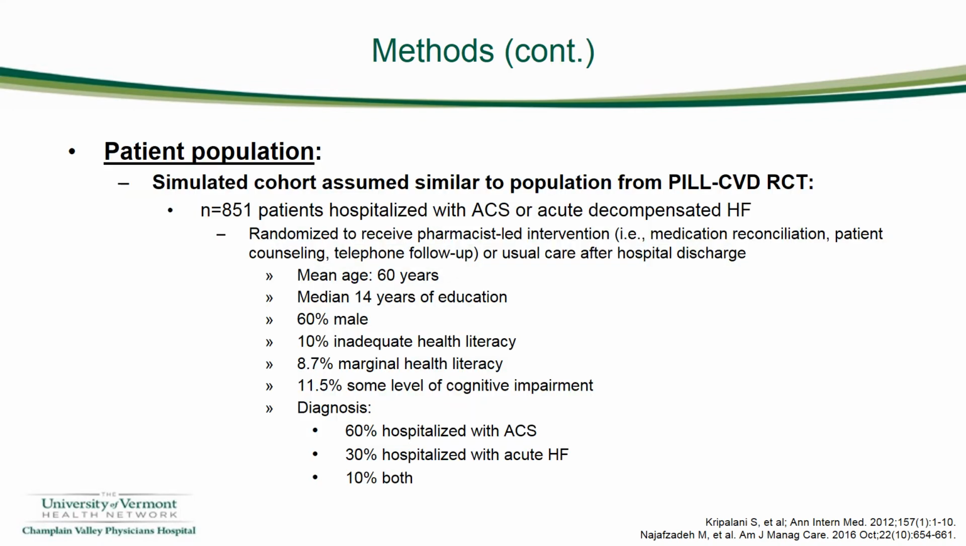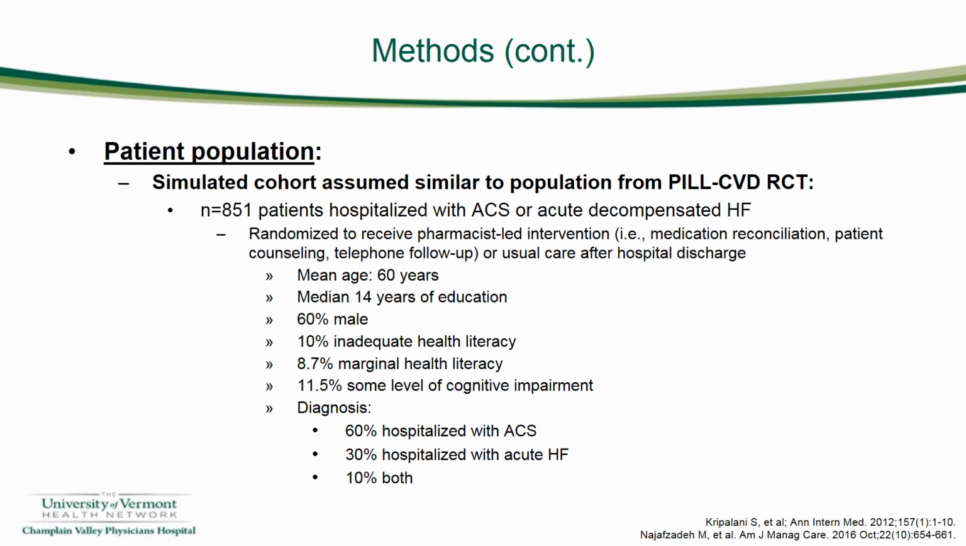Again, the patient population was this simulated cohort that was assumed to be similar to the population from the pill CBD randomized controlled trial, which was a trial consisting of close to 900 patients who were hospitalized with ACS or acute decompensated heart failure. In this study, patients were randomized to receive either a pharmacist-led intervention, which consisted of med-rec, patient counseling, as well as telephone follow-up at discharge, or usual care, which was no intervention.